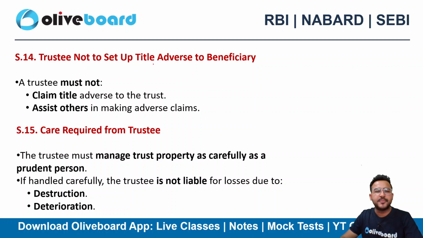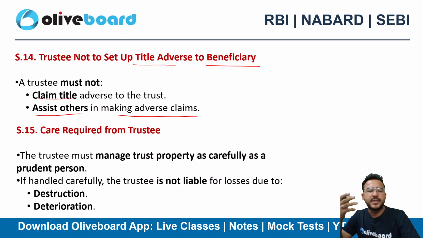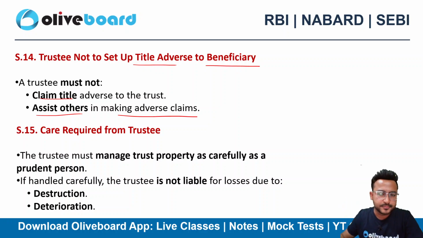Trustee not to set up title adverse to beneficiaries. A trustee must not claim the title adverse to the trust, or assist others in making any kind of adverse claim. He is the trustee, right? So his actions should not be anything that is detrimental to the interest of beneficiaries, right?